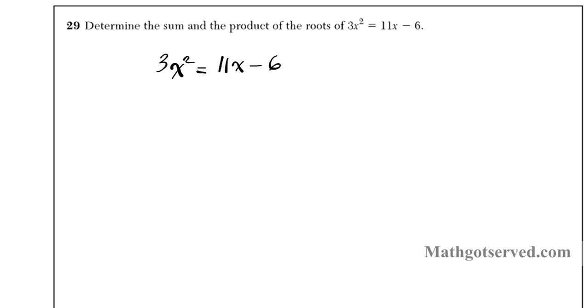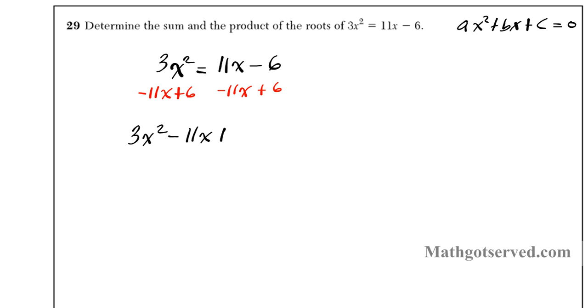So we need to subtract 11x and add 6 to both sides so we have it equal to 0, because the standard form of a quadratic equation is always equal to 0, right? It's ax squared plus bx plus c equals 0. So we have to put it in that formulation first. So we have 3x squared minus 11x plus 6 equals 0. Now let's try factorization here to determine the roots. If that fails, we can always resort to the quadratic formula, which always works, okay?